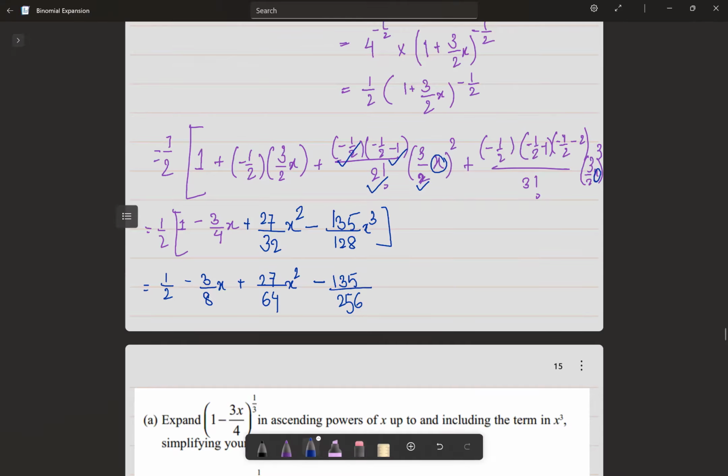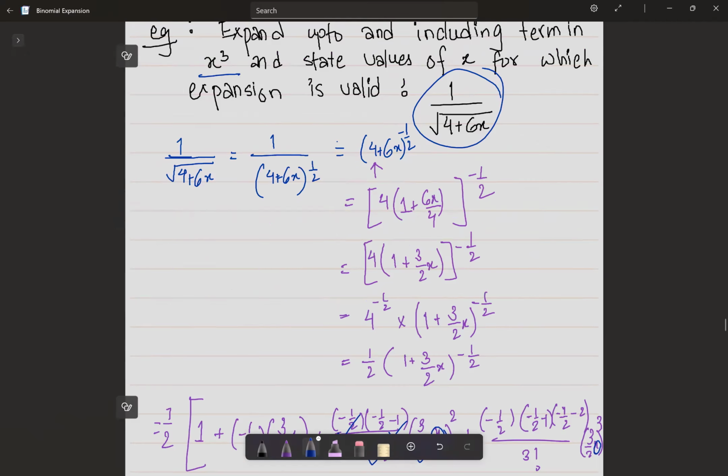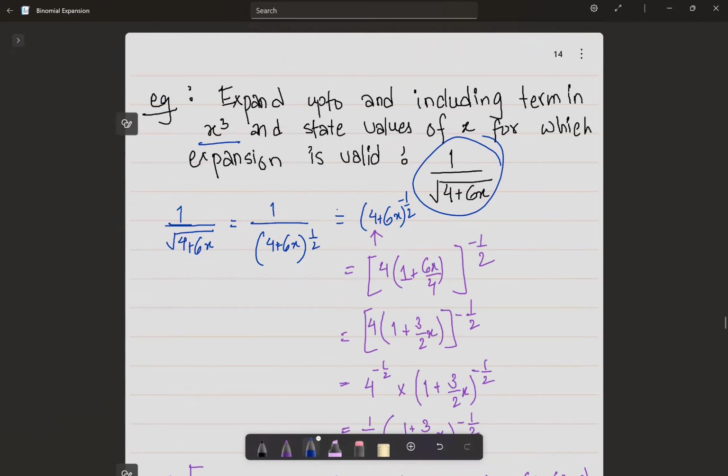And this one will be x cubed. And you are done with the expansion. The next part of the question says that you have to state the values of x for which the expansion is valid. So what is the value of x for which the expansion is valid?